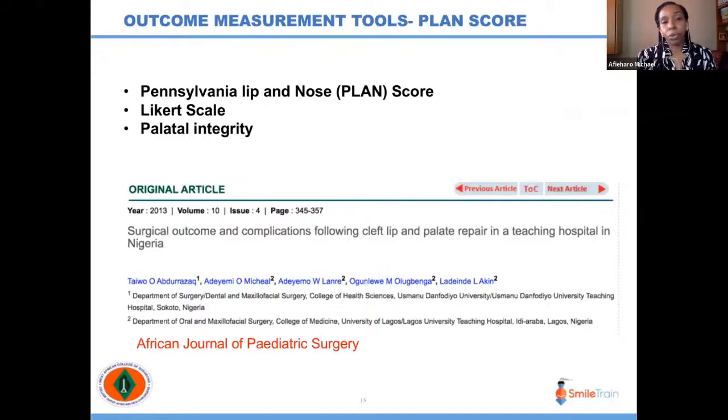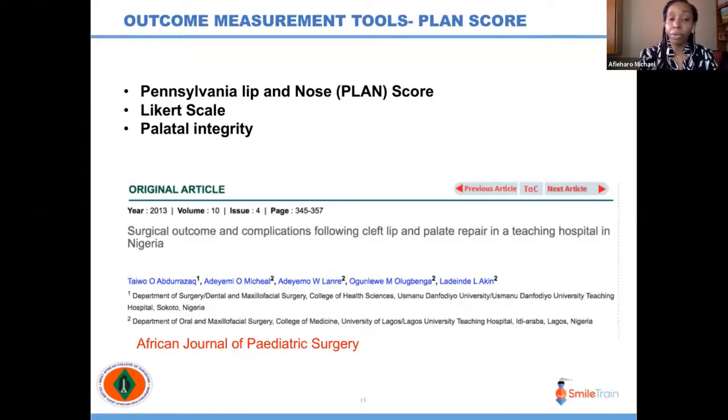Now, I'll move on to the tools that are available. I'm starting with the Pennsylvania Lip and Nose Score, because it has been used by some authors in our region to assess their outcomes. The Pennsylvania Lip and Nose Score is a tool that looks at the lip form and nose form and grades the outcome on an ordinal scale of 1 to 3, 1 being very good and 3 being poor. So the assessor is expected to look at the lip, and particularly the vermilion-free border, and assess if it's a good repair or a poor repair.